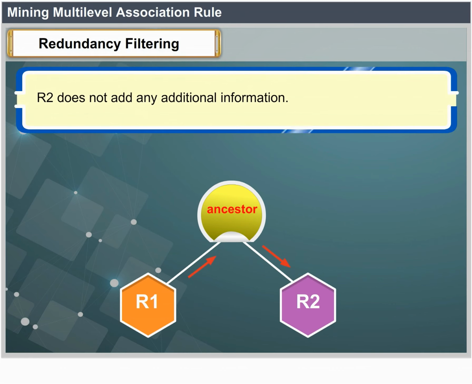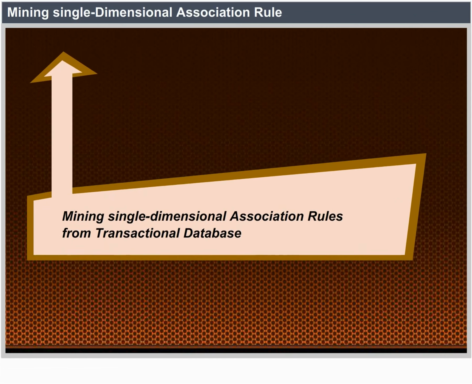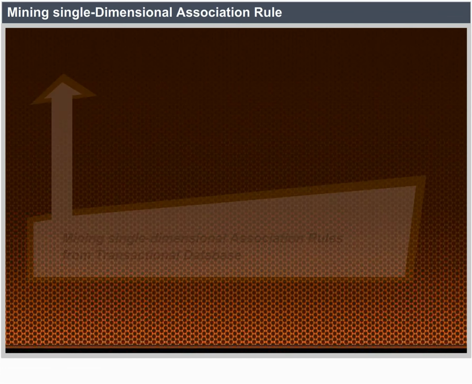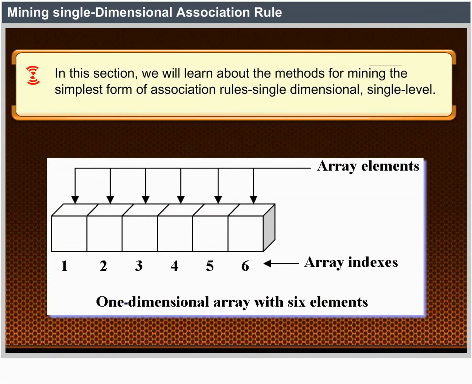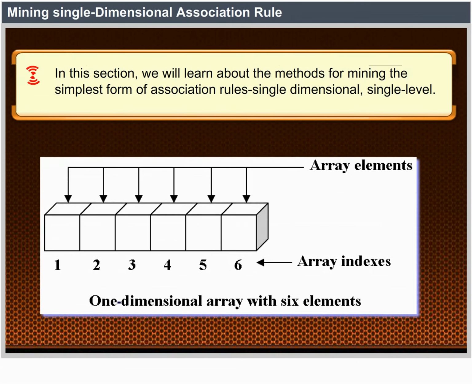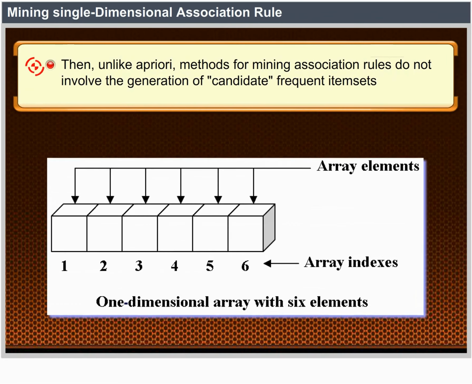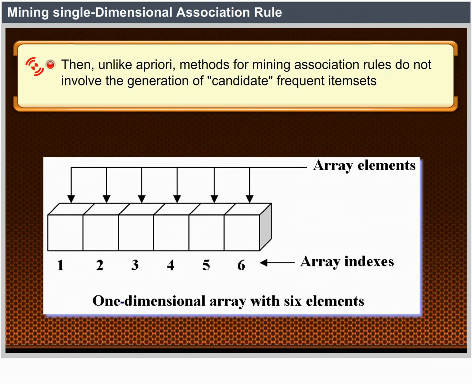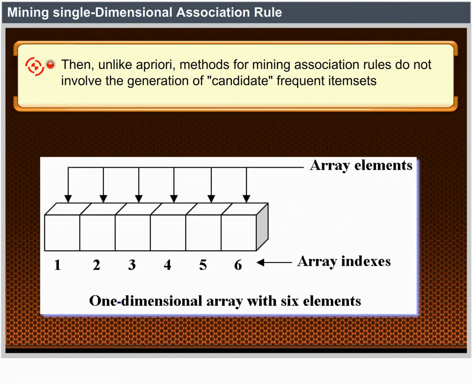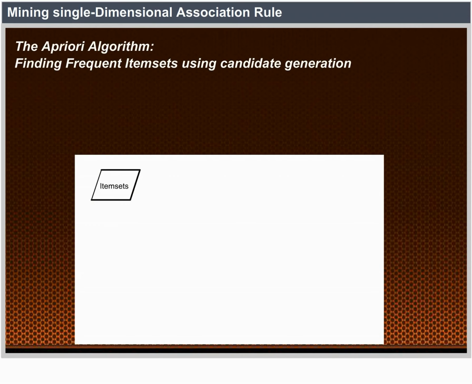Mining single-dimensional association rules from transactional database. In this section, we will learn methods for mining the simplest form of association rules, single-dimensional, single-level. Then methods for mining association rules that, unlike Apriori, do not involve the generation of candidate frequent item sets. The Apriori algorithm, finding frequent item sets using candidate generation.